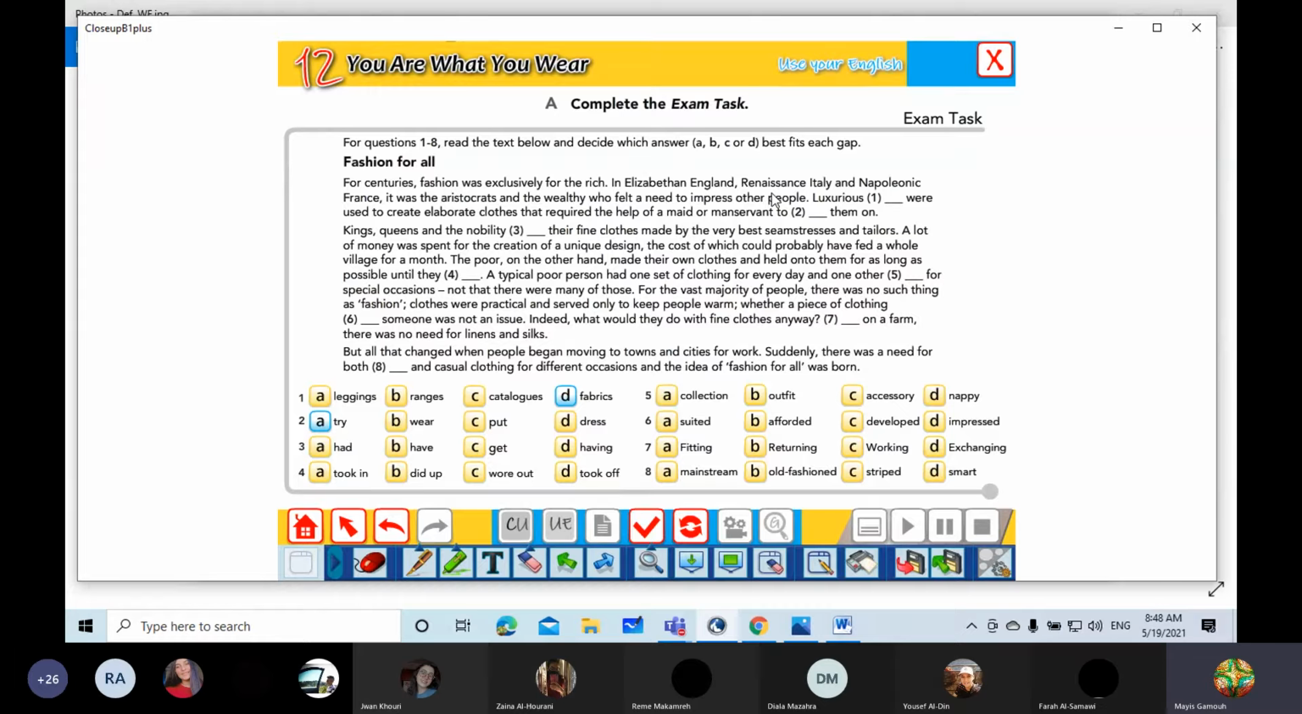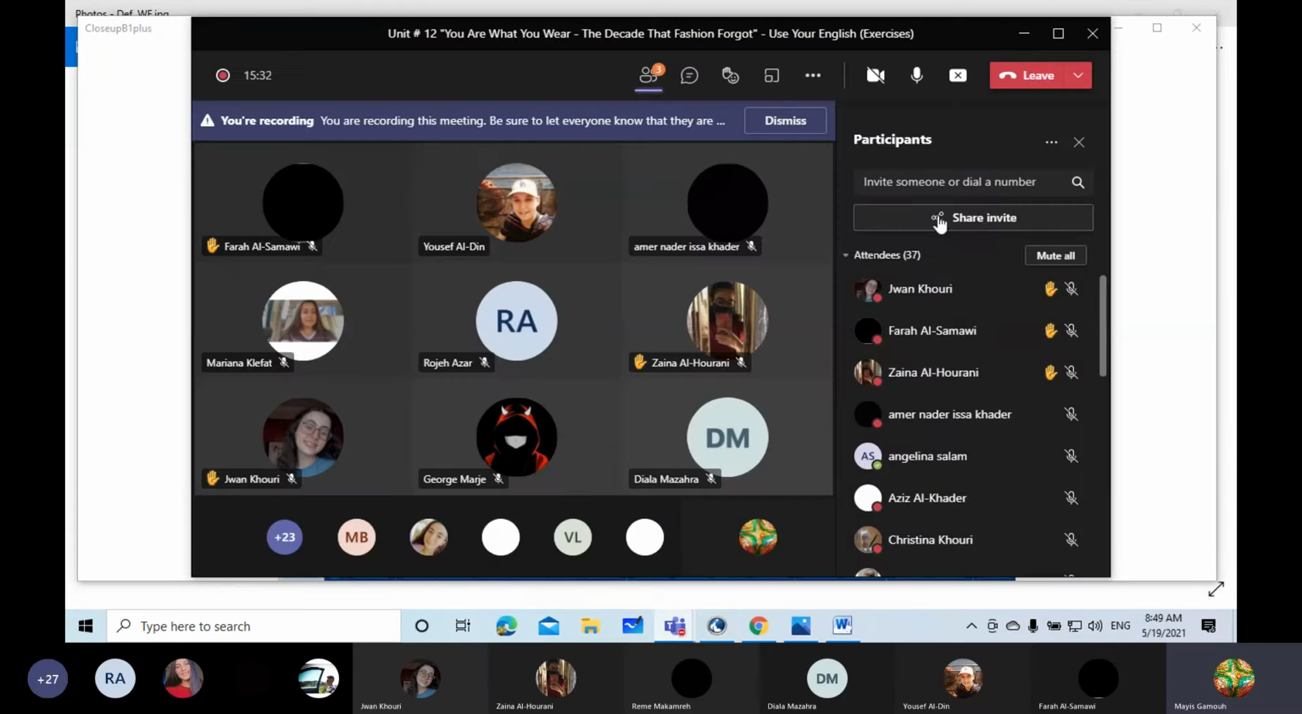Okay, what else do we have? Any other words that we have to explain? What's the meaning of maid? Help of a maid. An assistant, a female servant. Yes, or manservant. So maid is for females and manservant is for males. Thank you, dears.